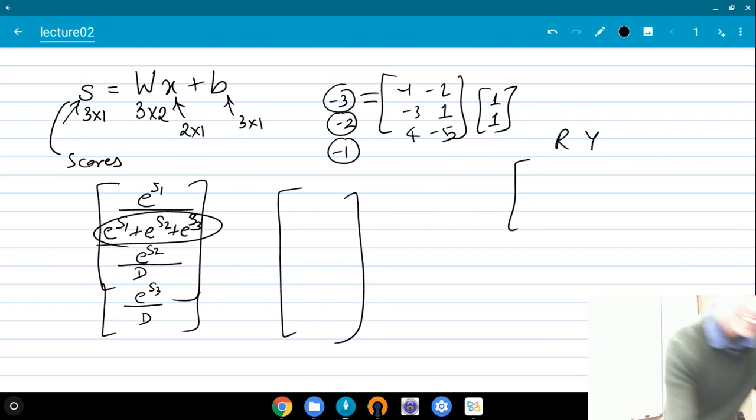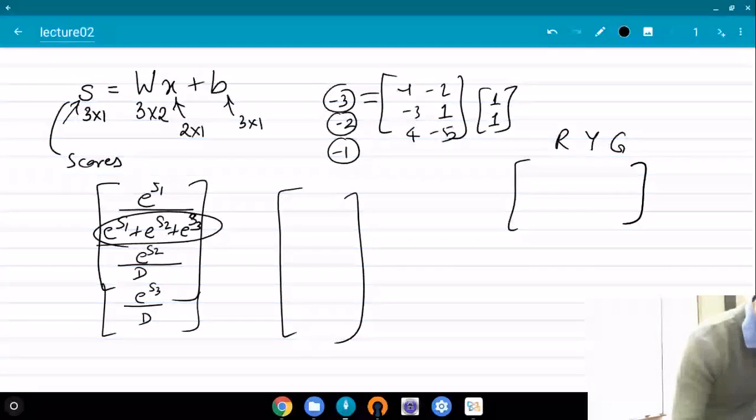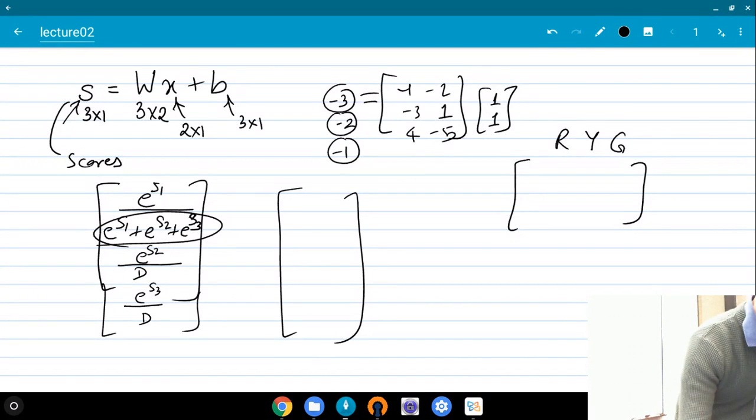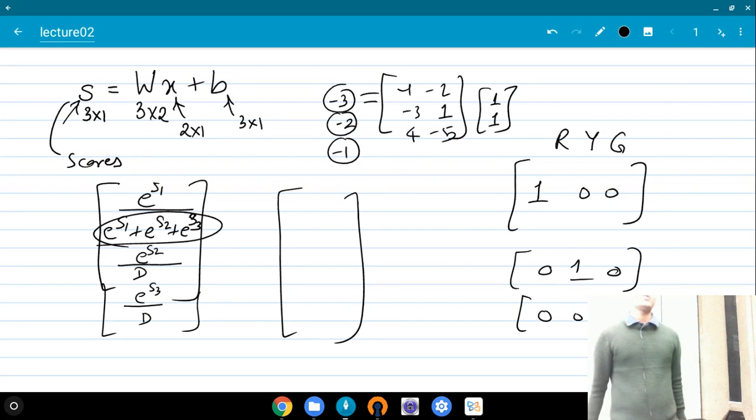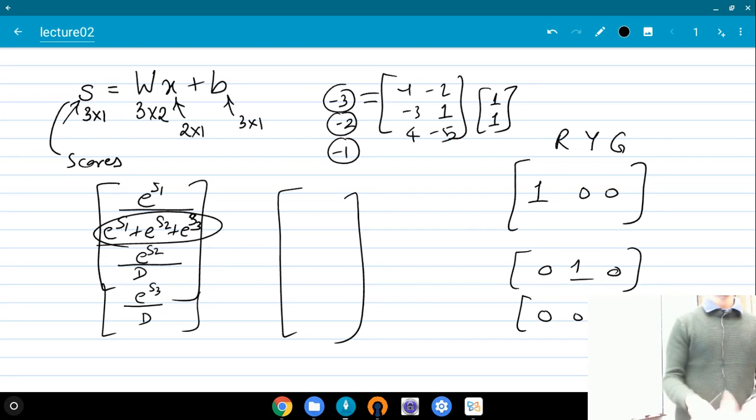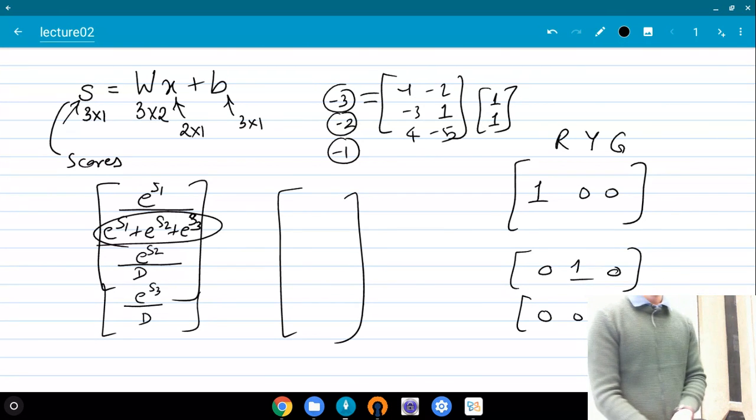Let's say I'm going to one-hot encode it as red being the first coordinate being 1, yellow being the second coordinate being 1, and green being the third coordinate being 1. This is just called one-hot encoding. It's just a way to represent qualitative things in a numerical representation, right?